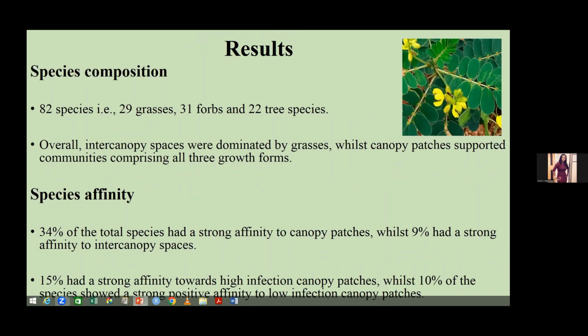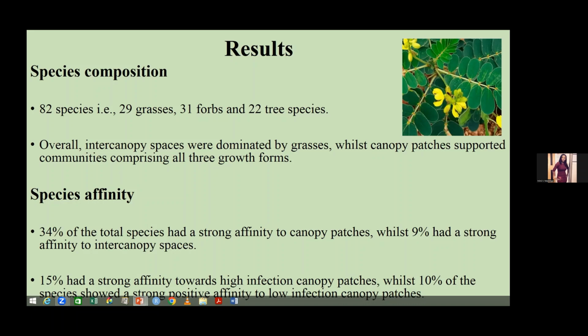So what were our results? We had a total of 82 species of plants from 25 families. This comprised 29 grasses, 31 forbs, and 22 trees. Grasses in the intercanopy spaces were of average to high grazing value, hence indicating that these spaces were less disturbed by livestock. Then low mistletoe infection microhabitats.